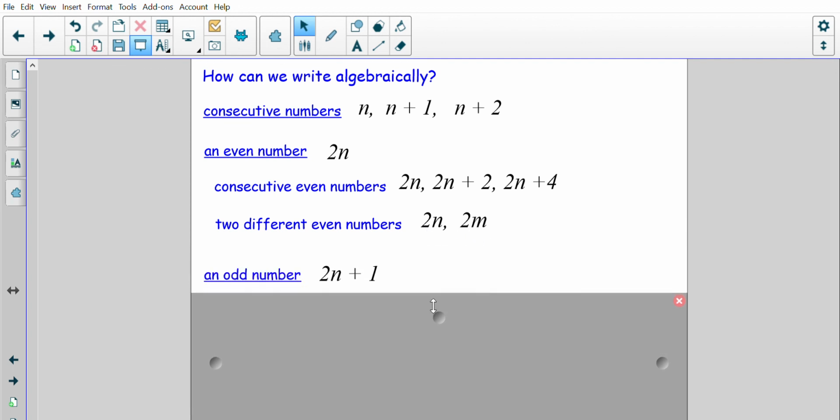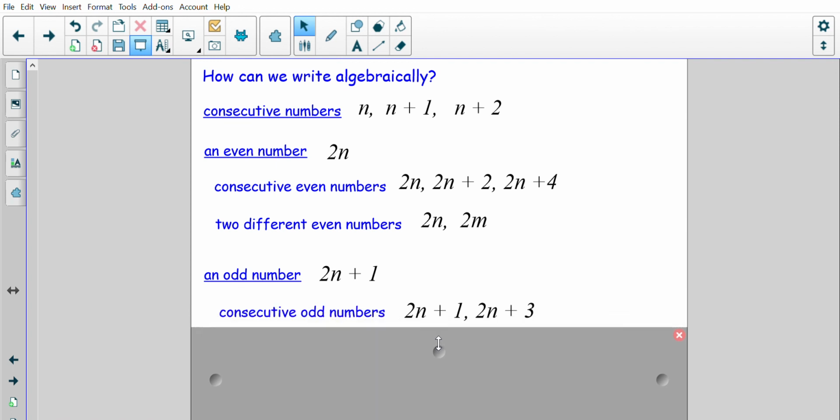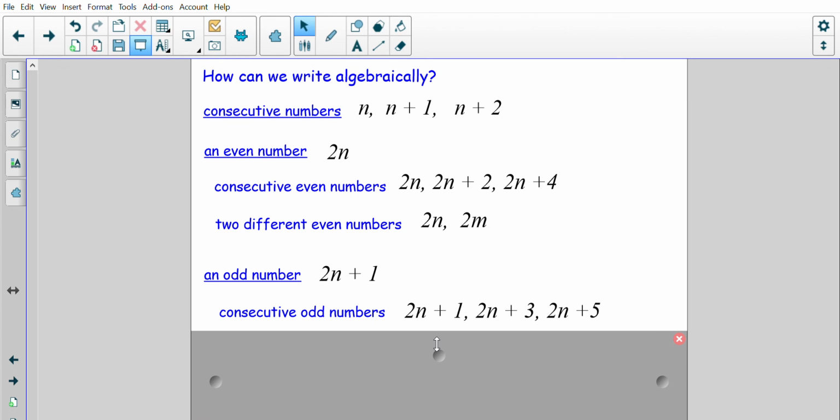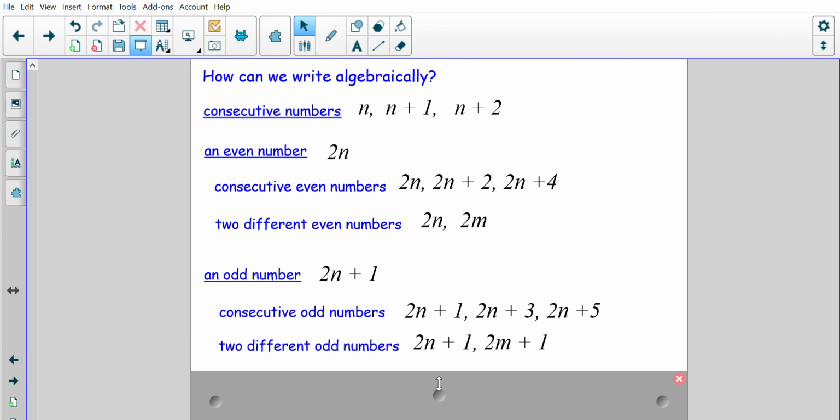Let's look then at odd numbers. If 2n is always an even number, 2n + 1 is always an odd number. So for consecutive odd numbers, we'd start with our first odd number as 2n + 1. The next one would be 2 along, which is 2n + 3, and we could keep going. If we needed another one, it would be 2n + 5, and so on. Again, if we wanted different odd numbers, for example 13 and 35, we need to use different letters. So we'd use 2n + 1 and 2m + 1.